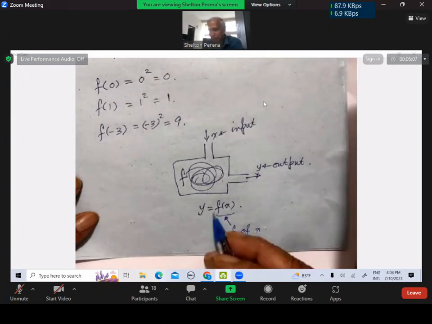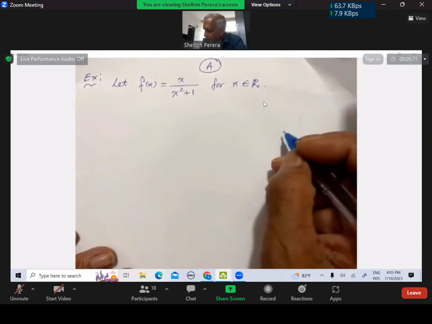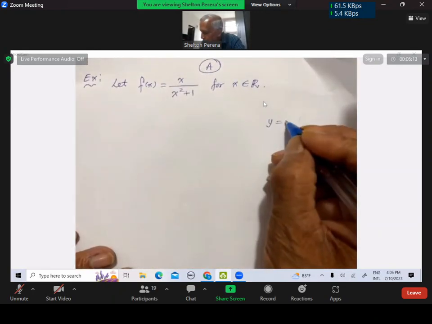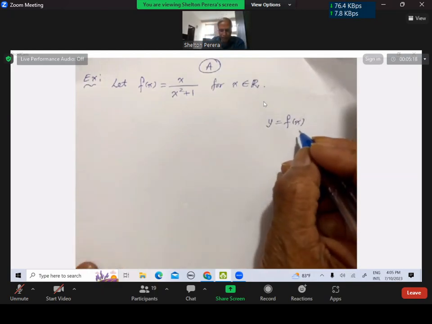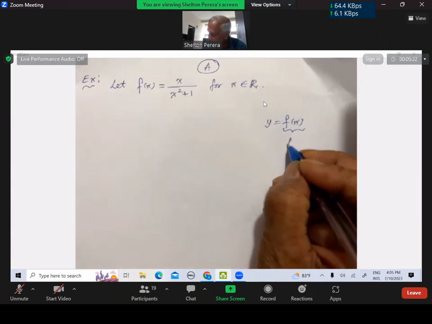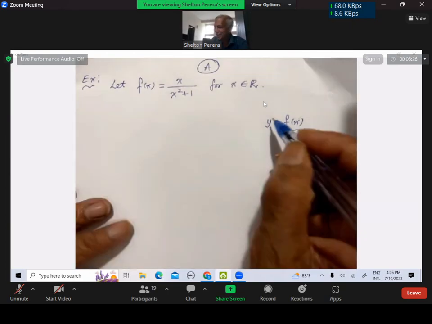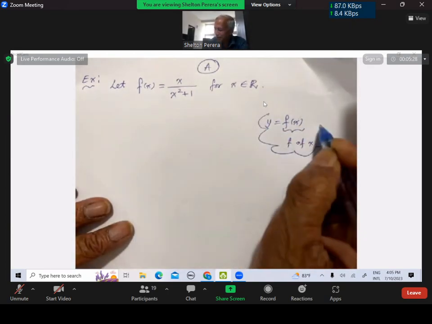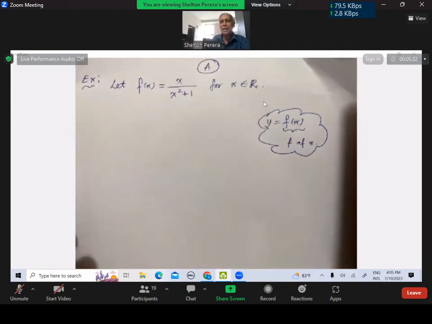It's not multiplication. We also did that last time. So when we write y equals f of x, x is the input, y is the output. How do you read this? F of x. Boring, no? But that's okay. Now, look at this and tell me the domain of this function.